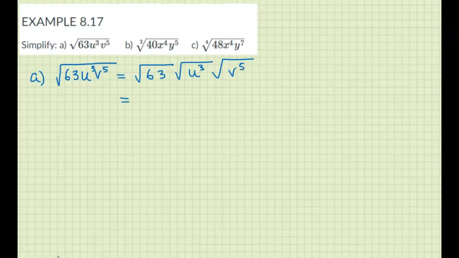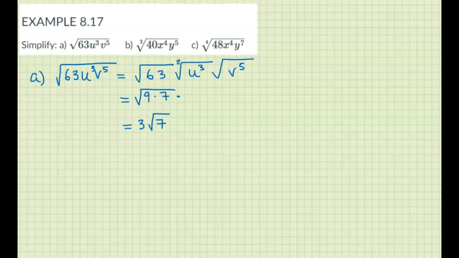Let's see if we can recognize any perfect squares in here. So I know 63 is 9 times 7. Good. 9 is a perfect square. So this is going to be square root of 9 is 3, and then square root of 7 stays the way it is.